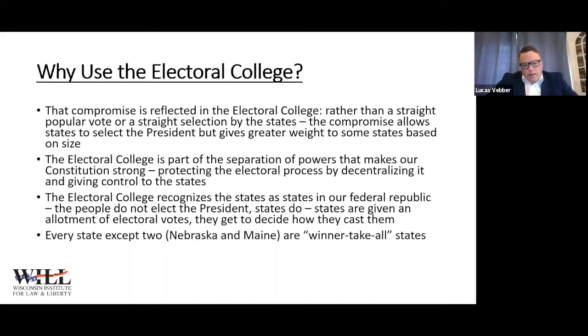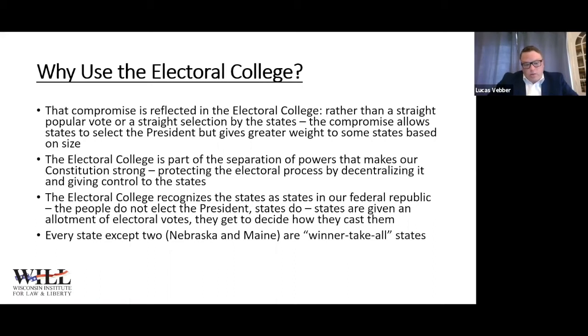The Electoral College is part of that separation of powers to make our Constitution strong. It protects the electoral process by decentralizing it and giving control to the states. It makes it very difficult, frankly, to steal an election on a nationwide basis. If you're going to be trying to commit vote fraud, you have to go into each individual state, really each individual precinct, and try to do it there.